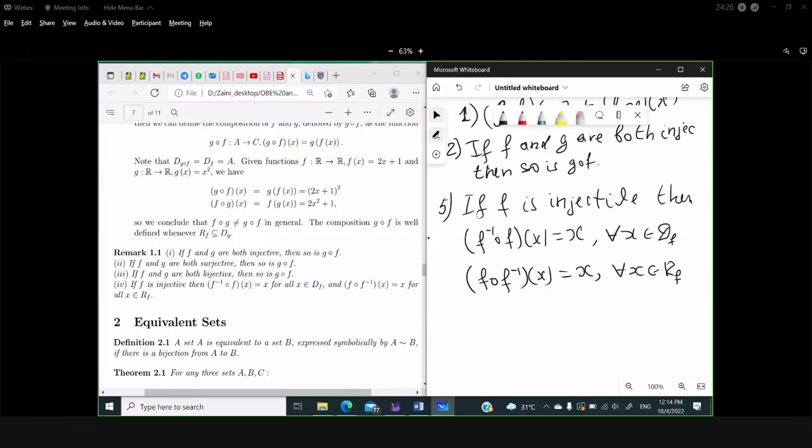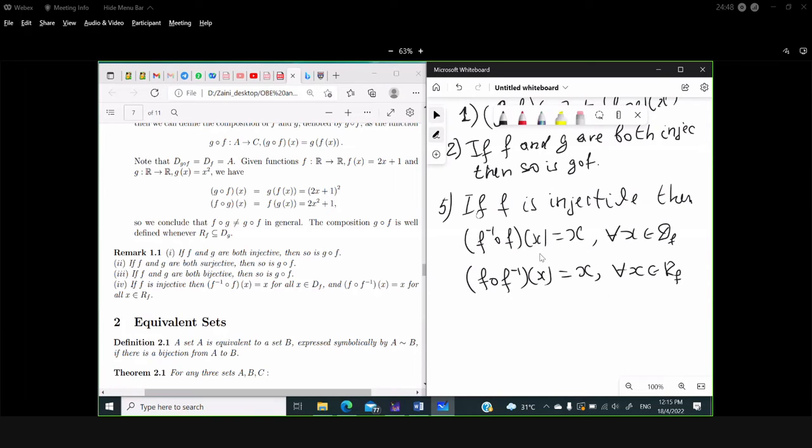annotation. Annotate, share it. What happened? Is it okay? So please pay attention.